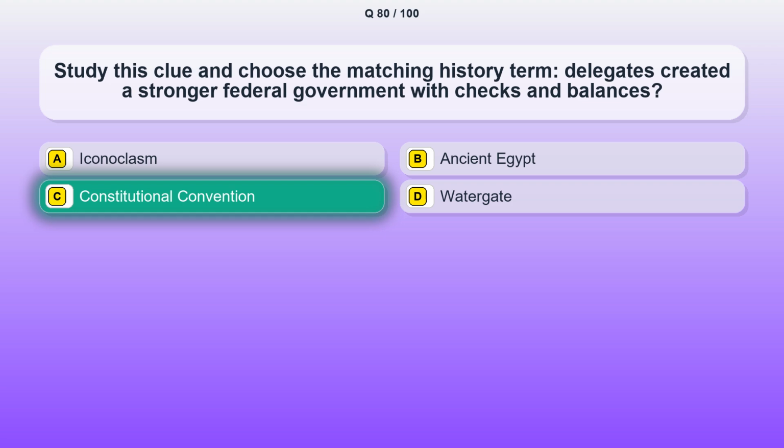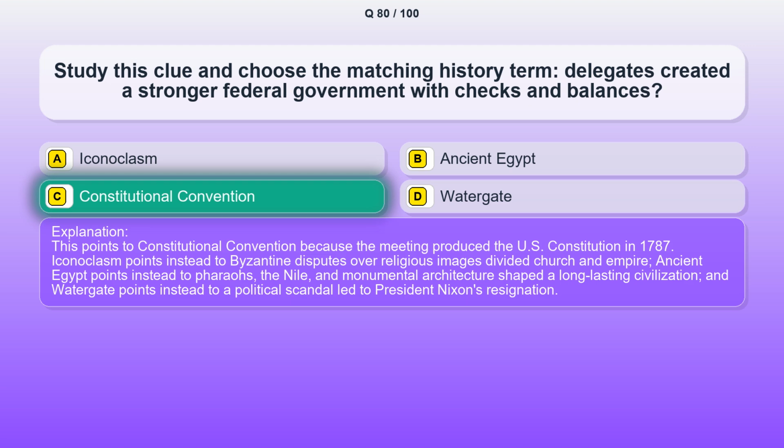The correct answer is option C, constitutional convention. This points to Constitutional Convention because the meeting produced the U.S. Constitution in 1787. Iconoclasm points instead to Byzantine disputes over religious images divided church and empire. Ancient Egypt points instead to pharaohs, the Nile, and monumental architecture shaped a long-lasting civilization, and Watergate points instead to a political scandal led to President Nixon's resignation.